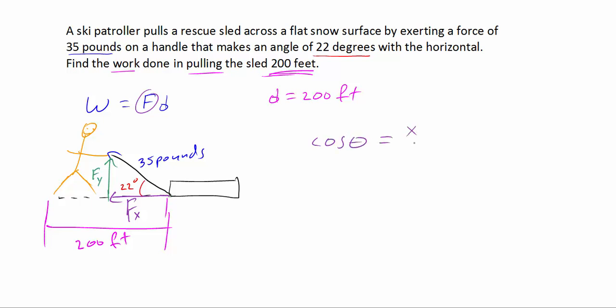Cosine is equal to x over r, or we could think of this as adjacent over hypotenuse. And if we multiply by the r, we get r cosine theta is equal to x. In our case, the x we're talking about would be this f of x. So our r value is 35 times the cosine of the angle, which is 22 degrees. This is going to be equal to that force in the x direction that we're looking for.